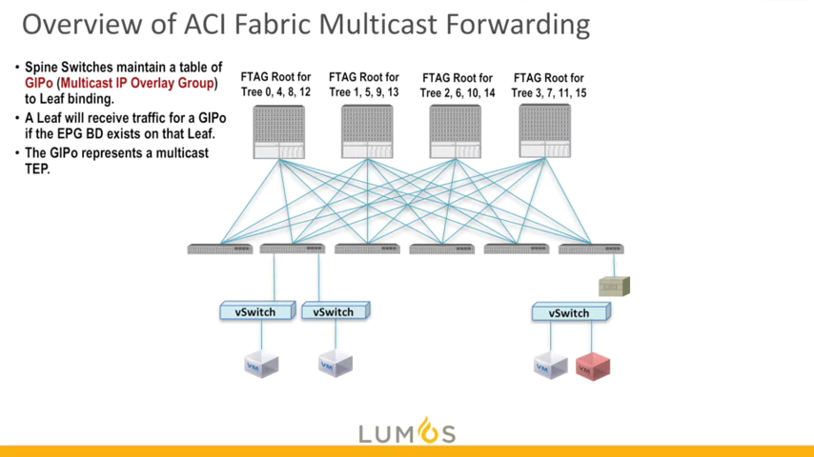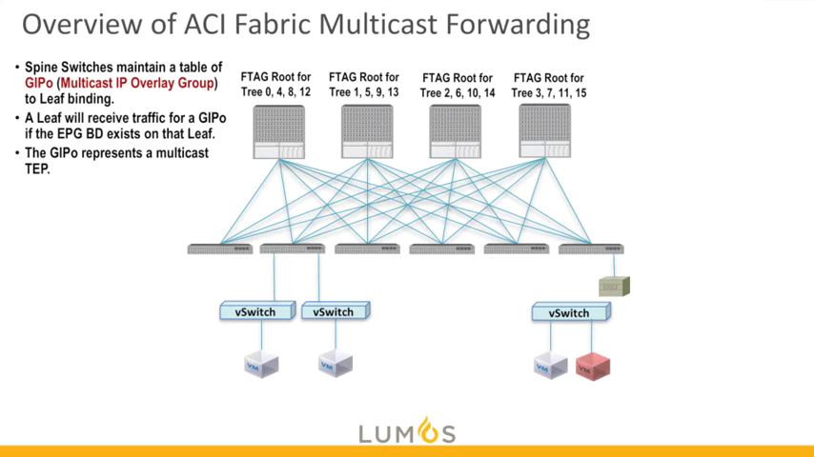Okay, so let's talk about ACI multicast forwarding. We run an underlay network for multicast like we run an underlay network for unicast, so that we can have multi-tenancy. For example, we might have two tenants that use the same multicast group. So there's an underlay for that as well. We run a multicast IP overlay group, and we bind those to leaves.